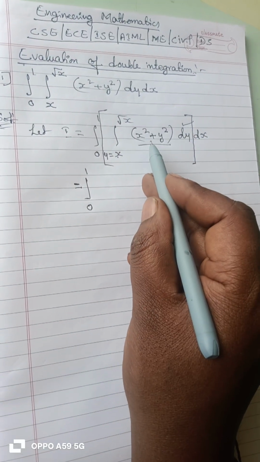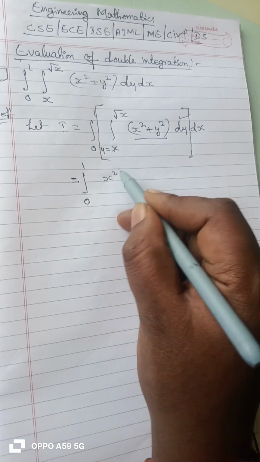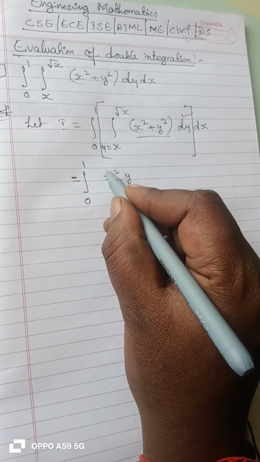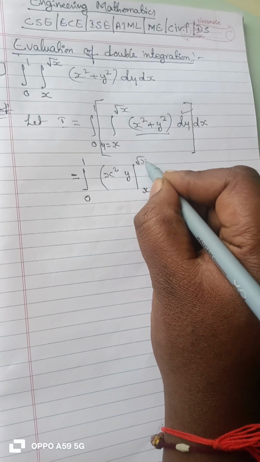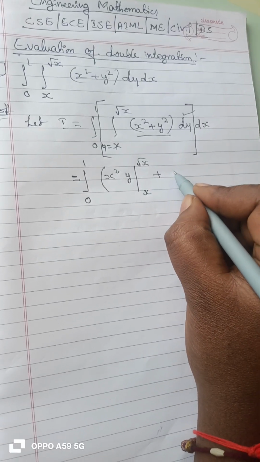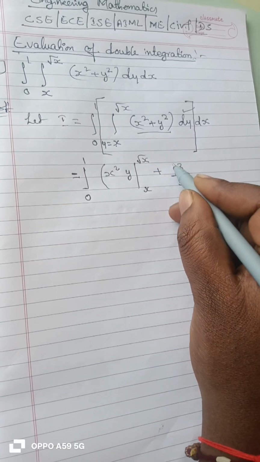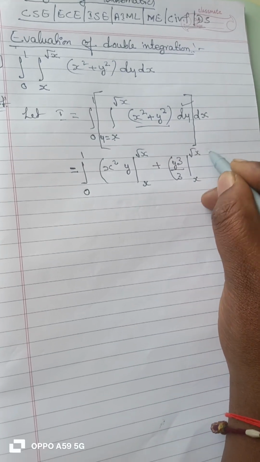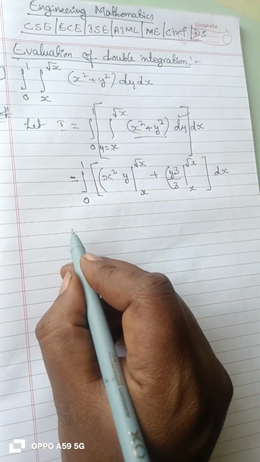To do the integration of this one, x square keeping as it is, with respect to y we are doing, write down y as it is. This limit will be x to root x, plus similarly the integration of y square will be y cube divided by 3. This limit will be x to root x. This entire thing will be under dx.